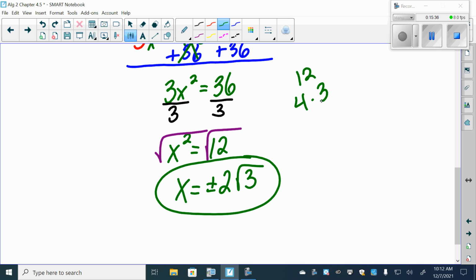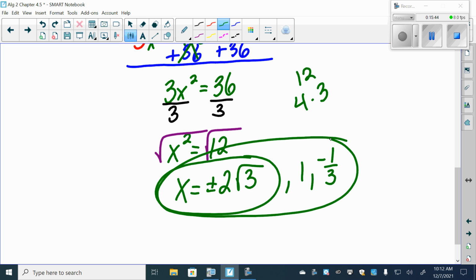So these positive 2 square root of 3 and negative 2 square root of 3 are our answers, 1 and negative 1/3. All 4 of these are the answers for this problem here. But again, the biggest thing with these here is if I can get it down to a quadratic, then I can find the rest. Any questions on this here?